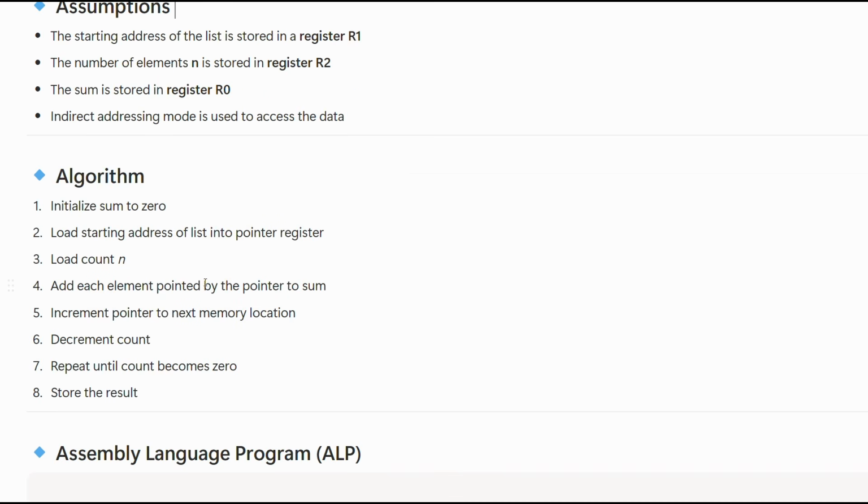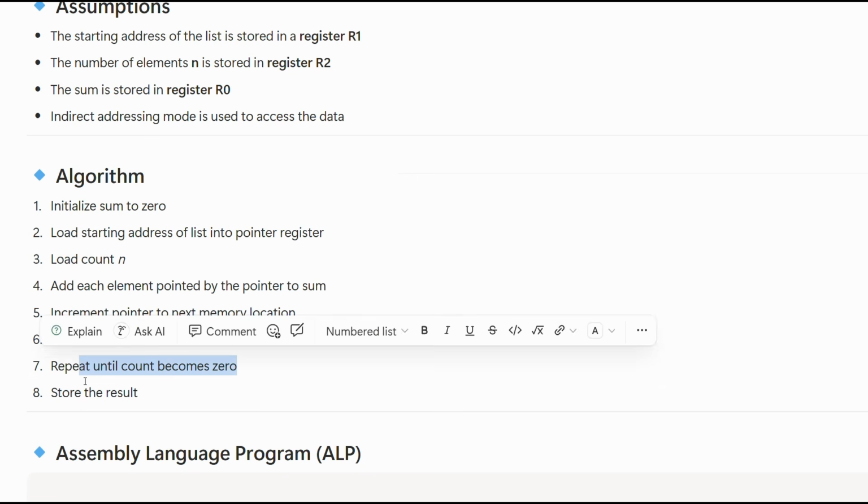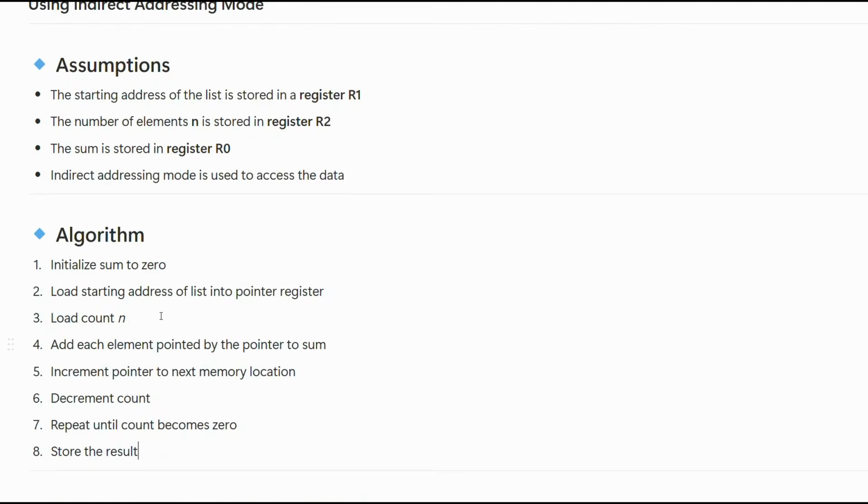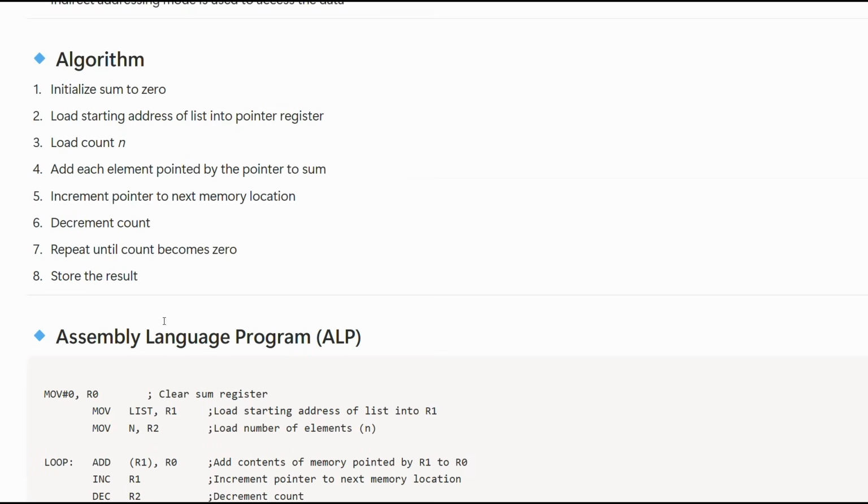And what is the algorithm? First, initialize sum to 0. Then load the starting address of the list into the pointer register. Then load count n. Then add each element pointed to by the pointer to sum. Fifth, increment the pointer to the next memory location. Then decrement the count. Then we repeat until the count becomes 0. Then we store the result. These assumptions and the algorithm we have to write before writing the code.